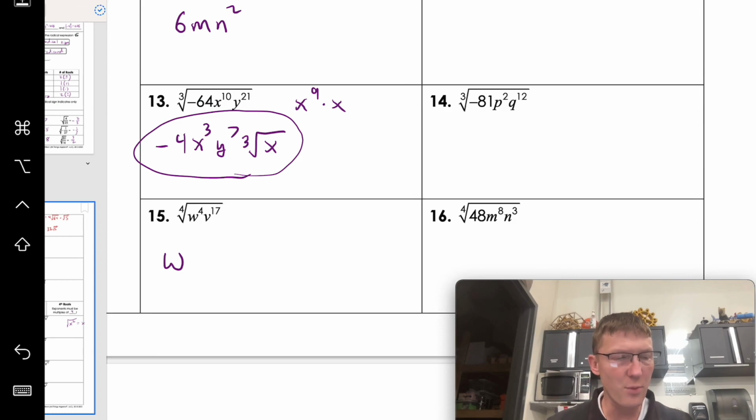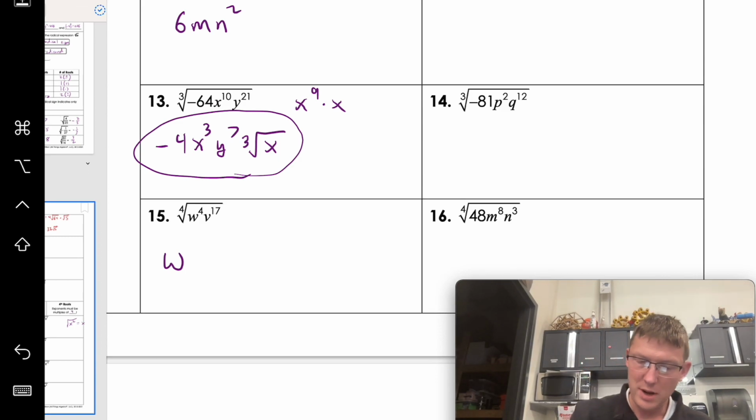Now 17 is a weird number. I don't know anything about 17, and I'm bad with multiples. So I'm using my calculator and walking you through my thought process. I wonder what number I should use. So I take 17 divided by 4. I get 4.25. If I round that down, 4 times 4 is going to be my closest multiple. That's 16. So I can divide that v into v to the 16th times v.